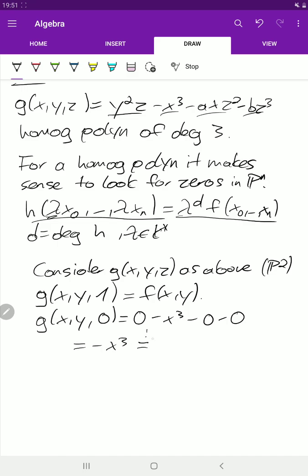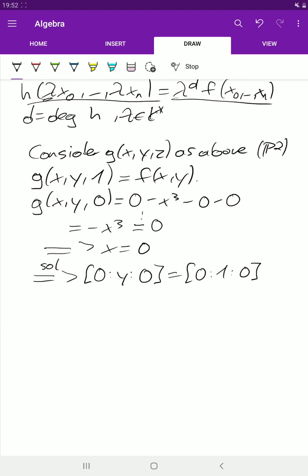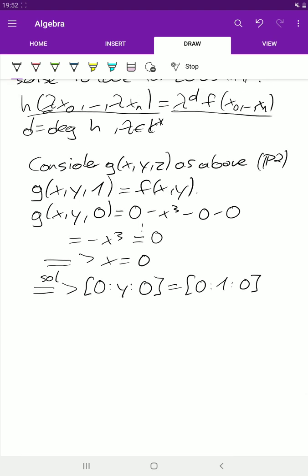And if we look for zeros, then if this should be 0, we get that x is equal to 0. So if this is 0, then we have in projective space a solution (0, y, 0), so (0, 1, 0). Okay, and what do we get from here? From here we get that we basically have zeros of f and this point. This is called the point at infinity. So we might write infinity or also O. We'll see later why we write O.